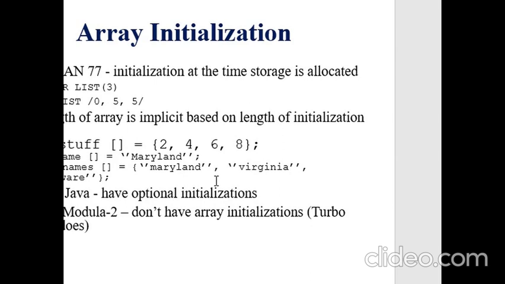The array initialization. Here, in Fortran 77, storage is allocated at initialization time. In C, the length of the array is simply based on the length of the initialization.